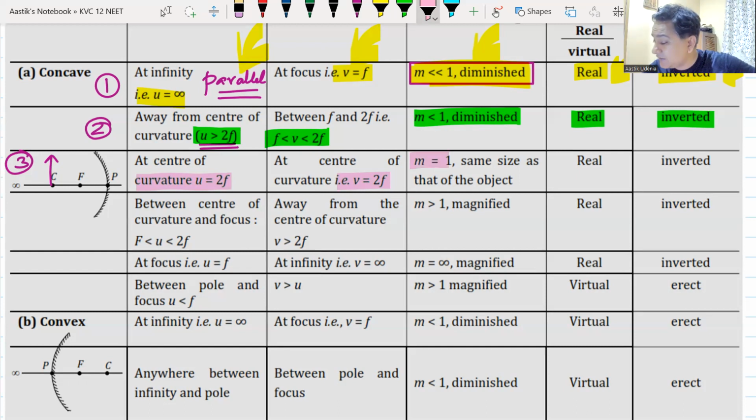The magnification is equal to 1. That means the object and image are of the same size, my dear friends. Same position, same size. The image is real and it is inverted, so you will have an image like this.